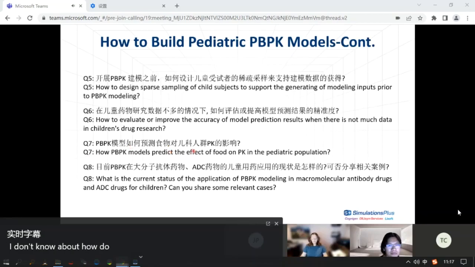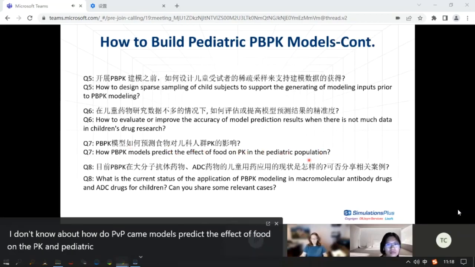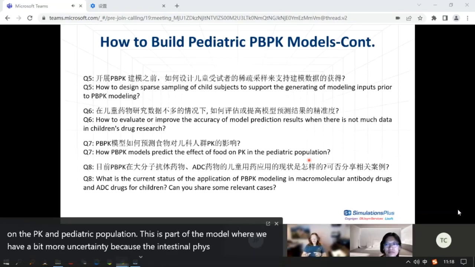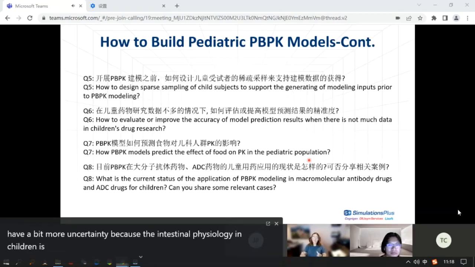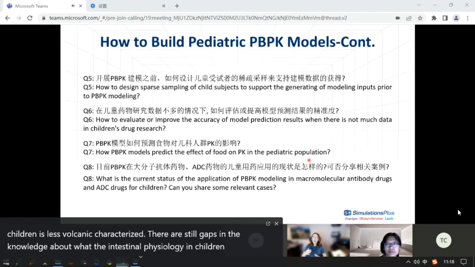How do PBPK models predict the effect of food on the PK in the pediatric population? This is part of the model where we have a bit more uncertainty because the intestinal physiology in children is less well characterized. There are still gaps in knowledge about what the intestinal physiology in children looks like.